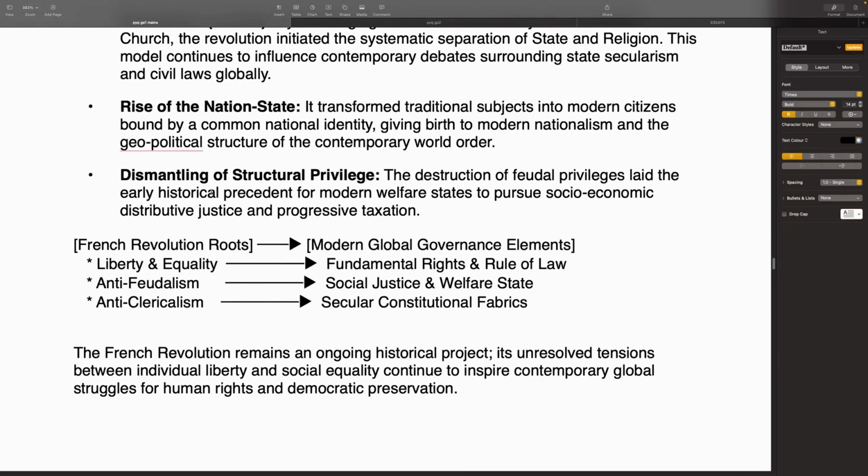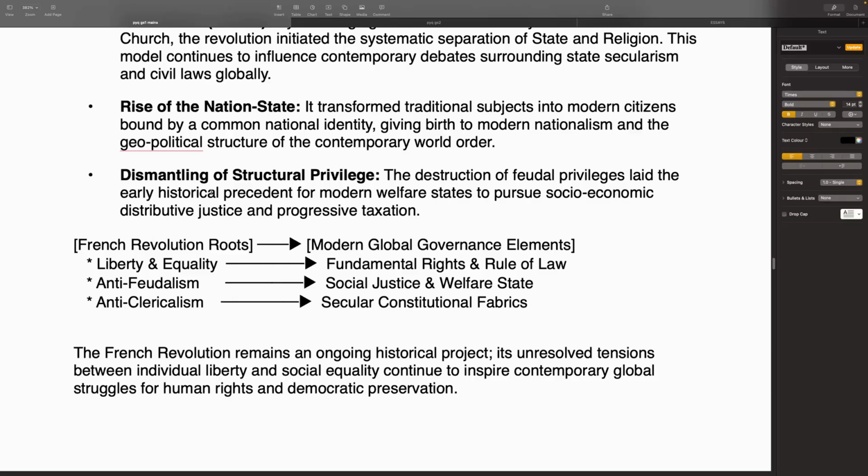Rise of the nation state. It transformed traditional subjects into modern citizens bound by a common national identity, giving birth to modern nationalism and the geopolitical structure of the contemporary world order.